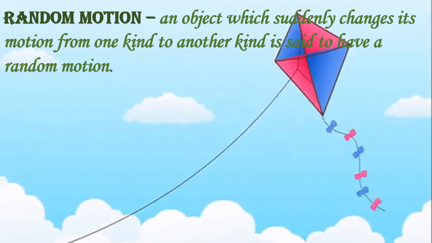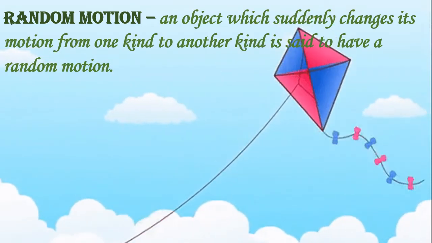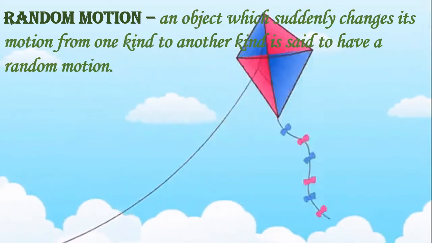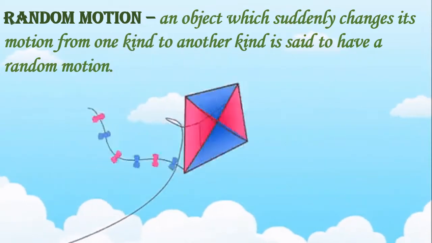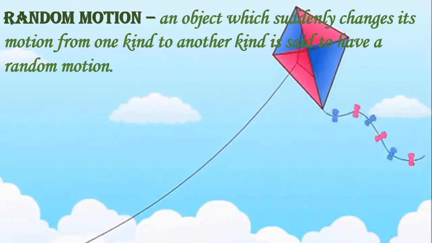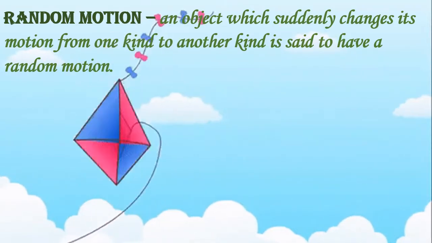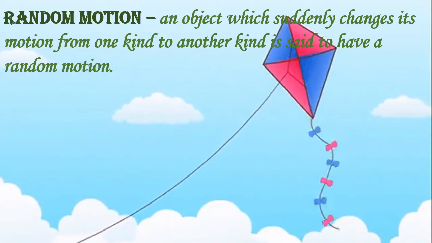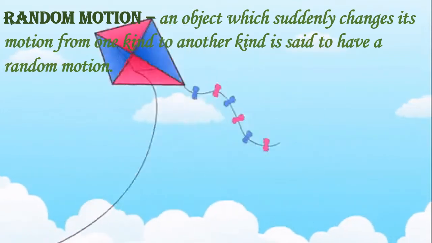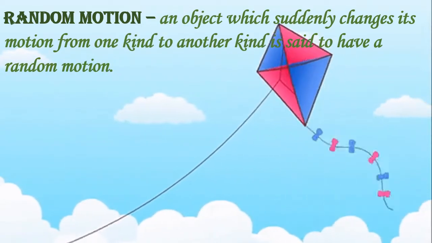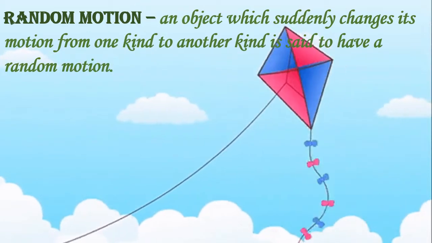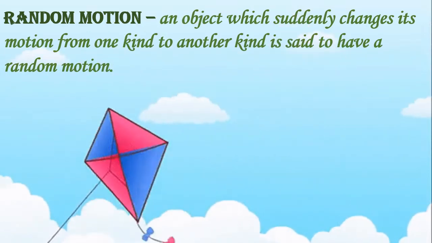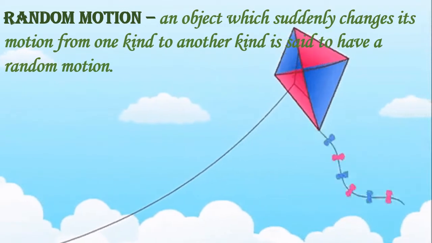Next is random motion. As the name suggests, random means which occurs at any instant, which occurs randomly, means suddenly. An object which suddenly changes its motion from one kind to another kind is said to have a random motion.